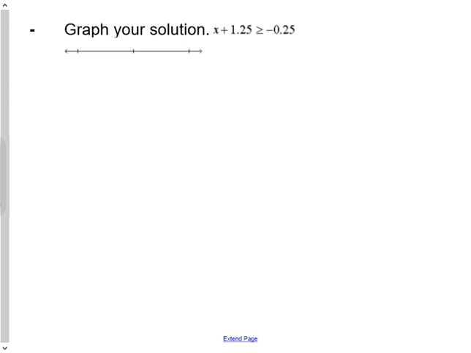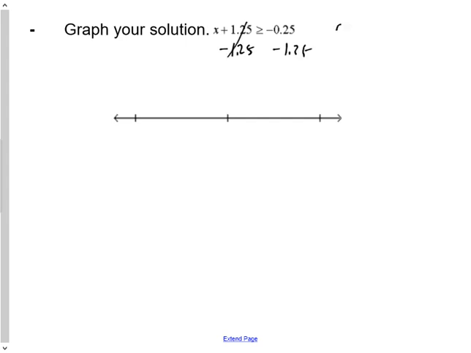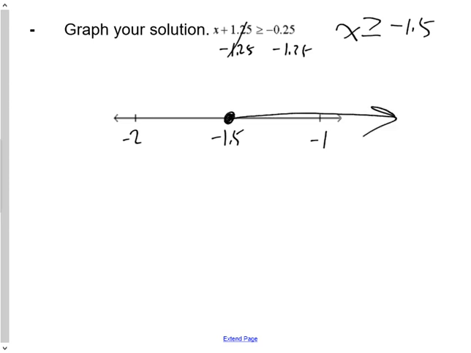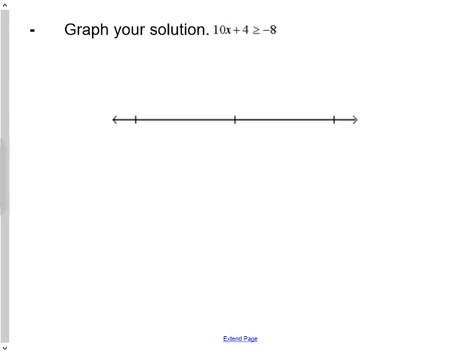Next question says all values plus 1.25, it has to be greater than or equal to -0.25. Isolate by getting rid of the constant. All values greater than or equal to, the sum of those two is -1.5. So all values greater than or equal to -1.5, -1.5 goes there, -1 goes there, and -2 goes there. Some people have a difficult time with that. All values greater than or equal to is a closed boundary point. And all the values that way would be greater than or equal to -1.5.